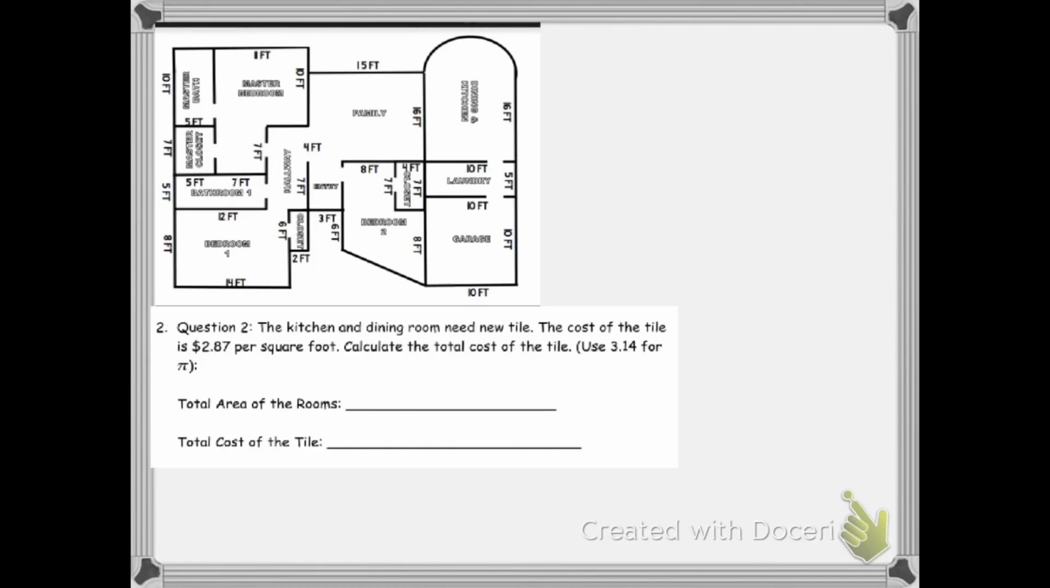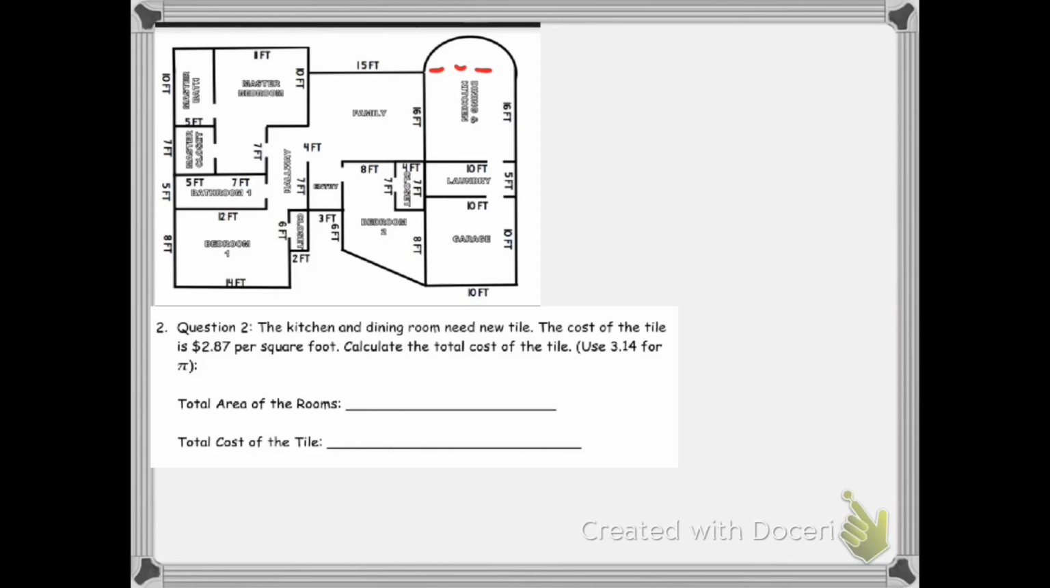Alright, so we can see that the dining room and kitchen are right there together. The cost of the tile is $2.87. We're going to calculate the total cost of the tile, but also we need to find the area of the room. They're already telling us to use 3.14 for pi, so that tells me that we're going to have to involve a circle at some point. So we're going to cut this across here. Let's look at the rectangular portion first.